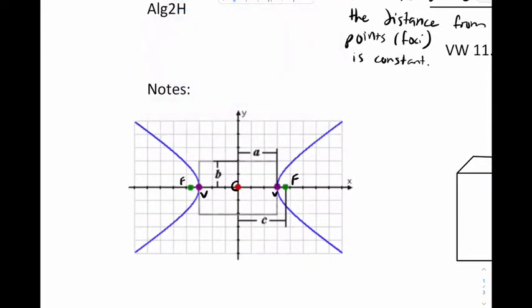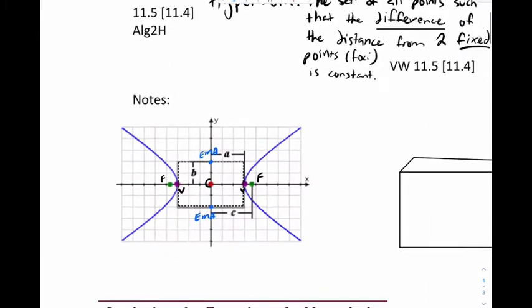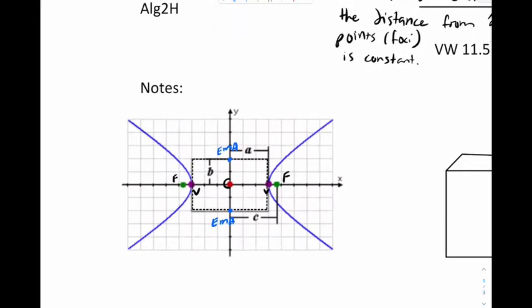You'll notice this box right here. That's actually not part of the graph, but it helps you understand the graph. And then this top part of the box, that's called our asymptote, same as an ellipse, and we're going to see that today a lot. And that's the basic idea of what's happening here.